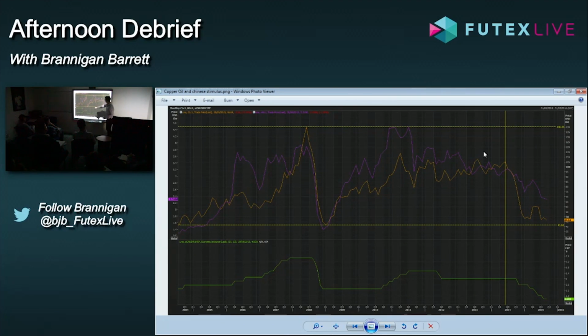Now, what I've got here for you, in the purple line, we've got the wonderful copper price. In the orange line, we've got the oil price. And down below, what we have is the Chinese interest rates. Now, two things I want you to pay attention to. One, that China's rate cutting cycle, note, over the last couple of years, coincides with just after a slump in commodity prices.